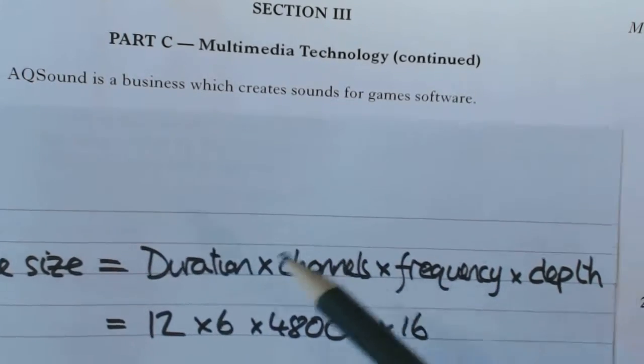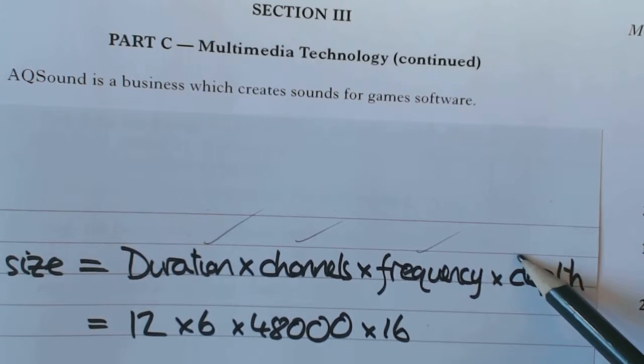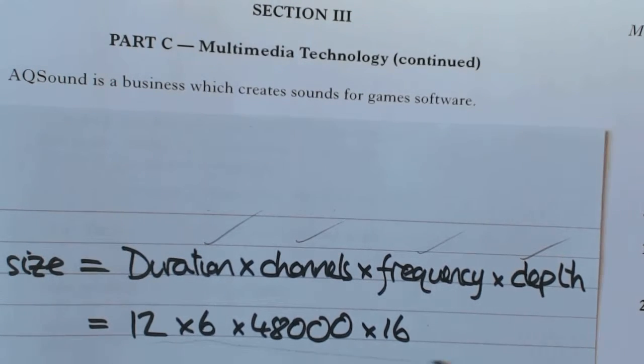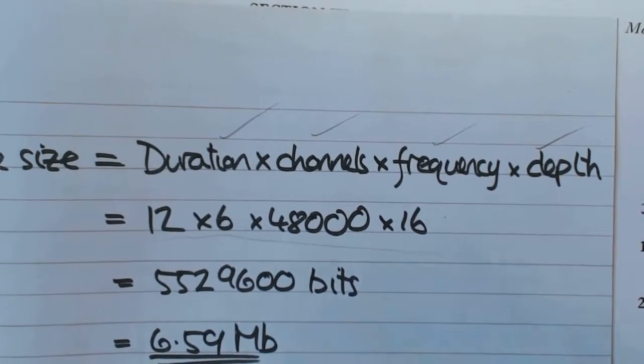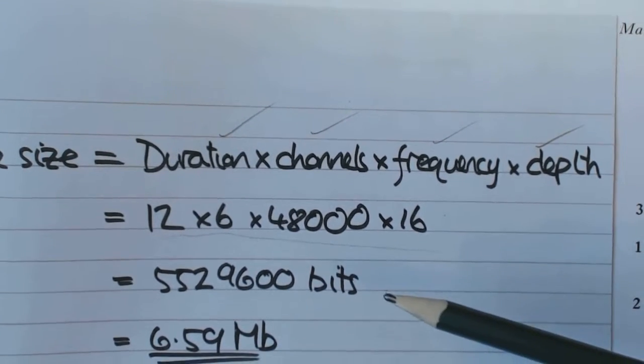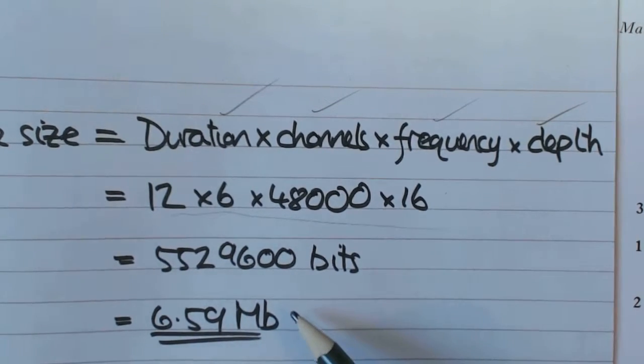So file size: the duration, which we have, channels, which we have, frequency, you've got that, and the depth. So those are the values they've given you. Just times them together. That's in bits. And then divide by 8 to get to bytes, 1024 to get to kilobytes, 1024 to get to megabytes, and that should be your answer.